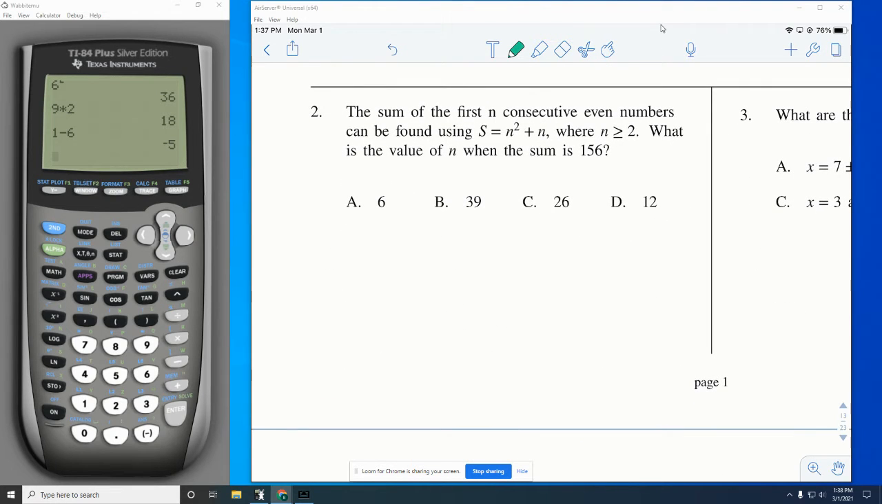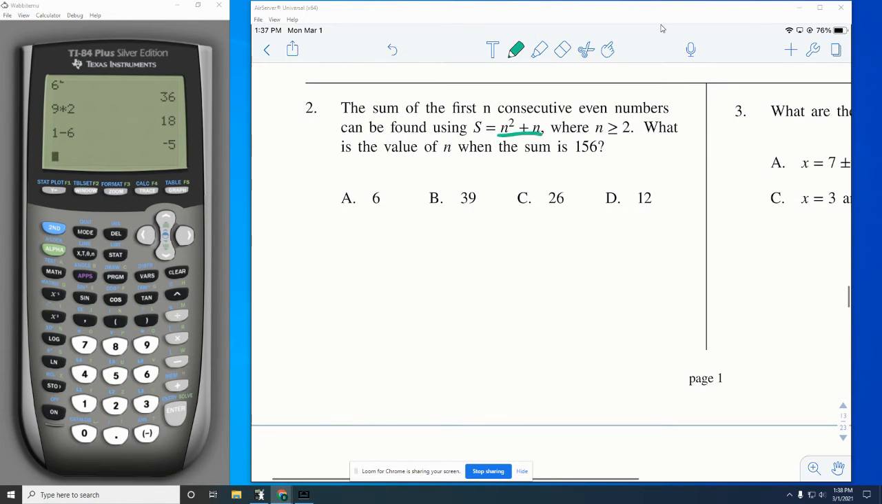The sum of the first n consecutive even numbers can be found using s equals n squared plus n, where n is greater than 2. What is the value of n when the sum is 156? So this is a lot of ugly words to basically say, here's a quadratic equation, find when y equals 156.